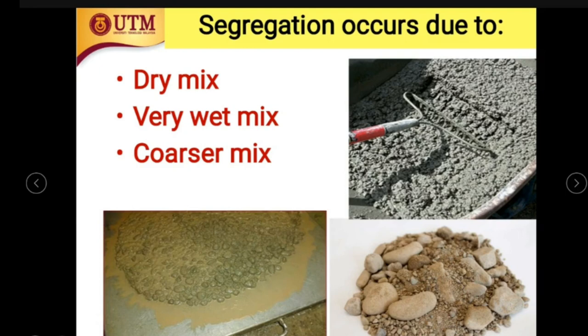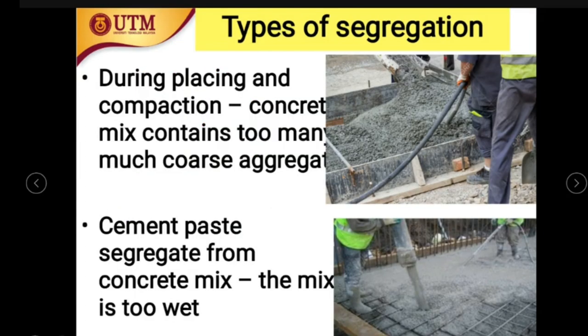Coarser mix, of course. So this has already been talked about multiple times in your degree, I believe. When we are mixing concrete, the aggregates that we are using supposedly have to be in a good grading, which is a uniform grade. When the aggregate that you are using is gap graded, when the coarse aggregate is too big compared to your sand, and you have only one size of aggregate, this will contribute to segregation. So in the concrete mix, we must ensure that the aggregates that we are using have a uniform grade, which is good grading.